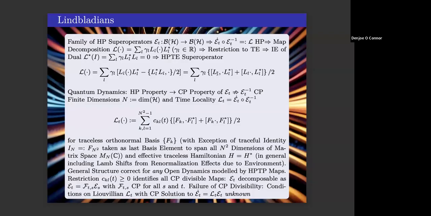And then you can always write this generator of this time evolution like this, where you have some correlation matrix here that correlates all your dissipation channels and is time dependent. And this general structure is actually correct for any open dynamics with hermiticity preserving, trace preserving maps. And if you then restrict this correlation matrix to a positive matrix, so all those have to be positive, then you identify all the completely positive maps that are divisible, meaning that you can decompose your map at any point into two factors, right? That you can divide it.